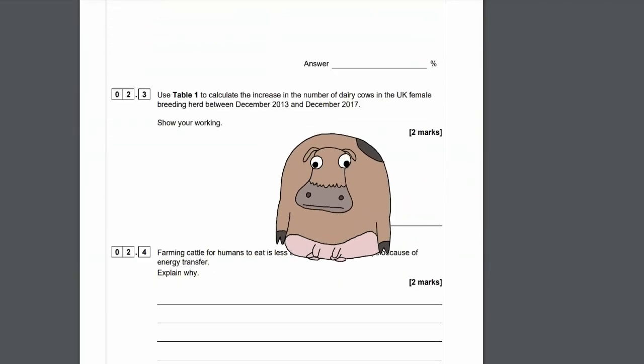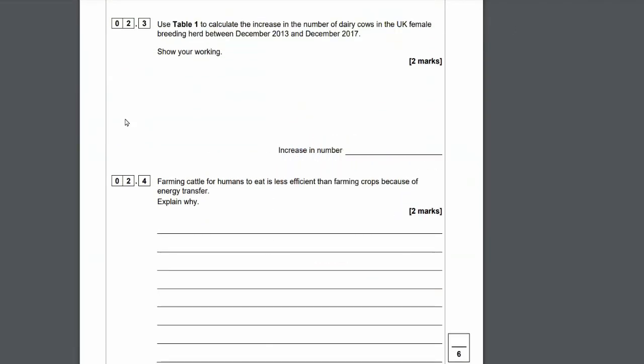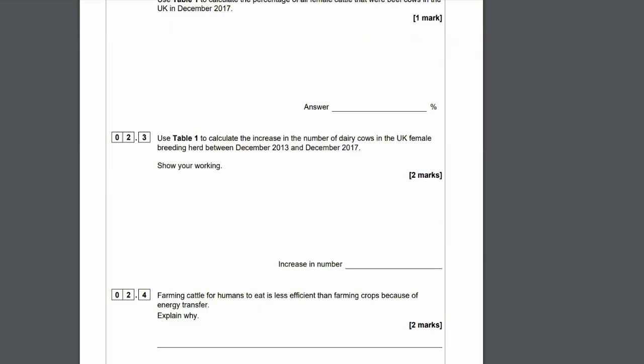And hopefully that all makes sense. Right, let's zing on. 2.3. Use table 1 to calculate the increase in the number of dairy cows in the UK female breeding herd between 2013 and 2017. Show your working. So we're looking at the increase in the female herd between 2013 and 17 in the number of dairy cows.